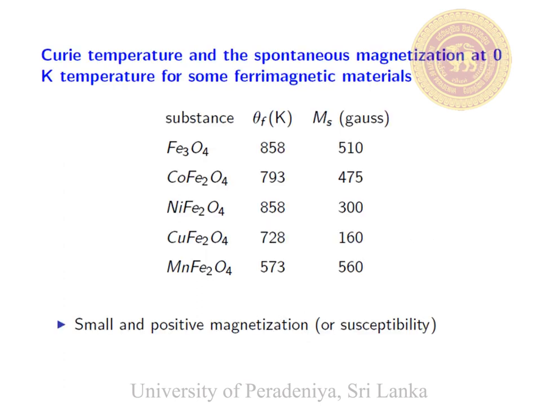In this table, you can see some ferrimagnetic materials and their Curie temperatures and the saturated value of the magnetization at 0 temperature. The susceptibility is small and positive for ferrimagnetic materials.